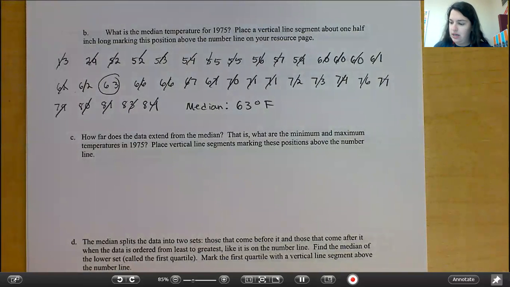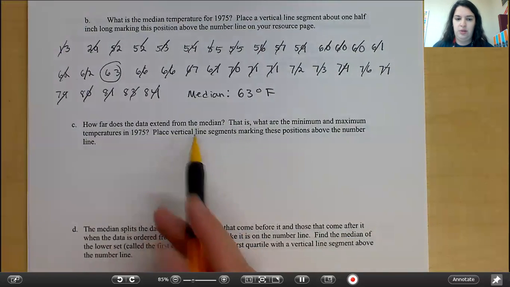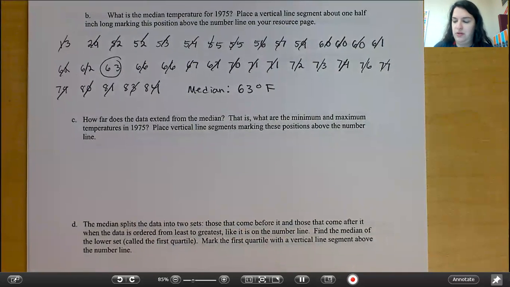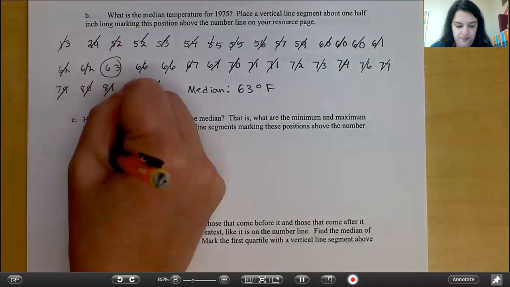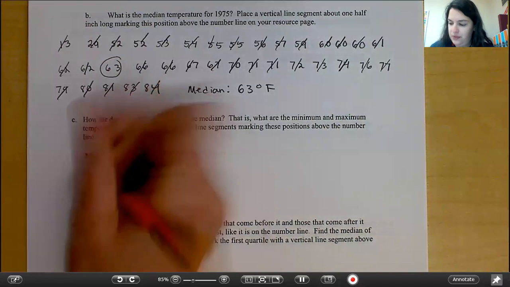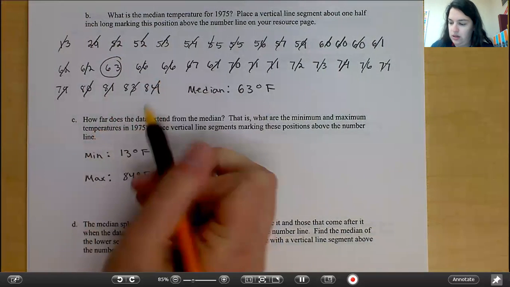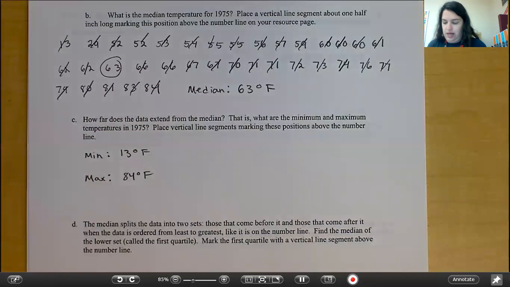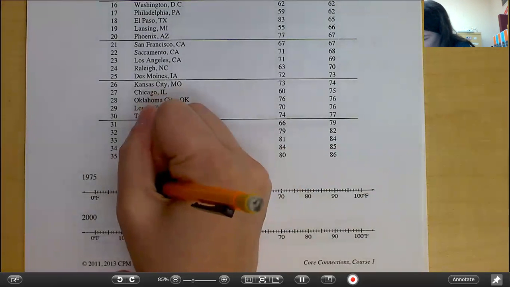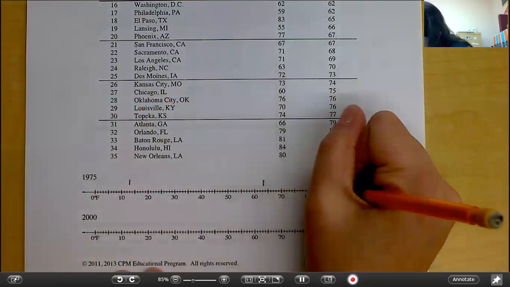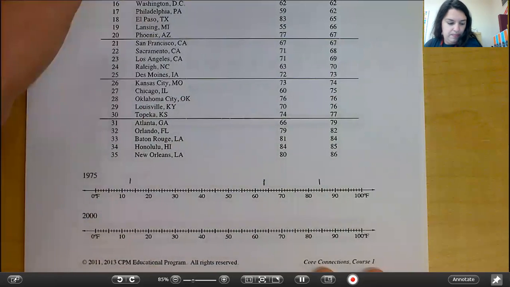Part C says, how far does the data extend from the median? That is, what are the minimum and maximum temperatures in 1975? Place vertical line segments marking those positions above the number line. You can see from above that the minimum is 13 degrees Fahrenheit and the maximum is 84 degrees Fahrenheit. Okay, 84 is right here. So now we're going back here, putting a 1/2 inch line at 13, putting a 1/2 inch line at 84. So far we have 3 half-inch lines.